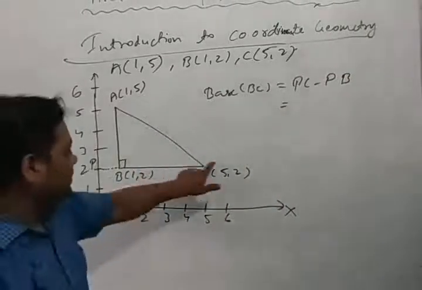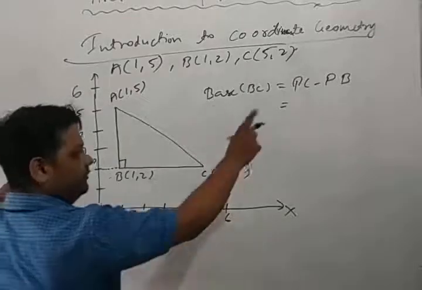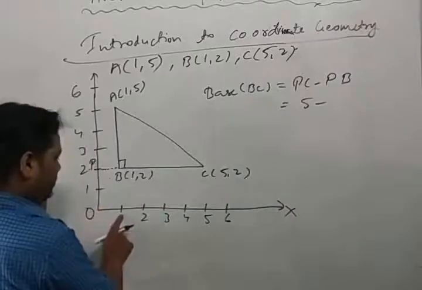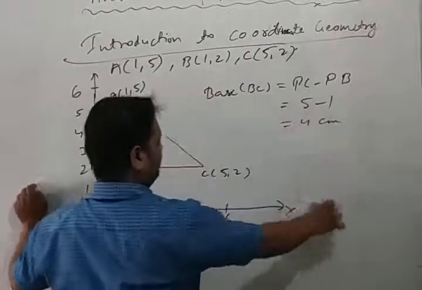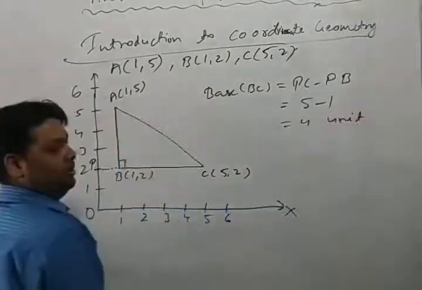Then what will be the PC distance? P to C, 0 to 5, is 5. And P to B, 0 to 1, is 1. It means it is 4. Because it is not written in any unit, we will write unit only, 4 units.